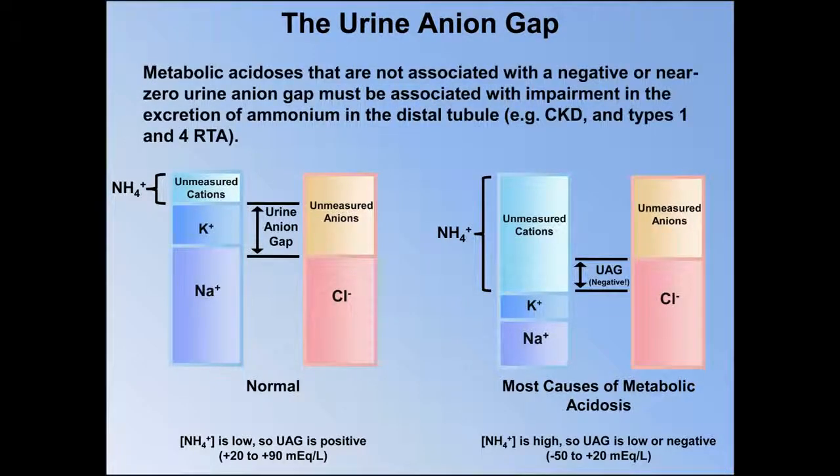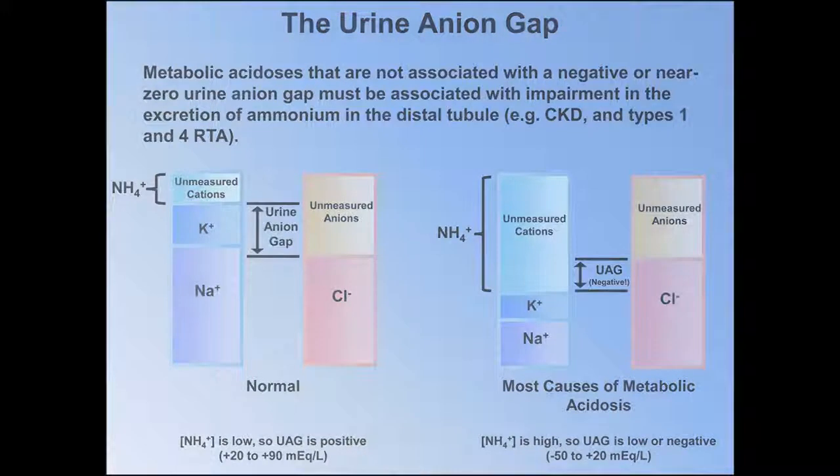Metabolic acidoses that are not associated with a negative or near zero urine anion gap must be associated with impairment in the excretion of ammonium in the distal tubule. This includes only chronic kidney disease and types 1 and 4 RTA. So at this point, let me present you one possible approach to determining the etiology of a normal anion gap metabolic acidosis. This is not the only approach, it's just the one that I personally find the most useful.